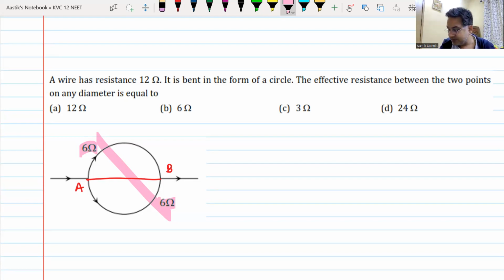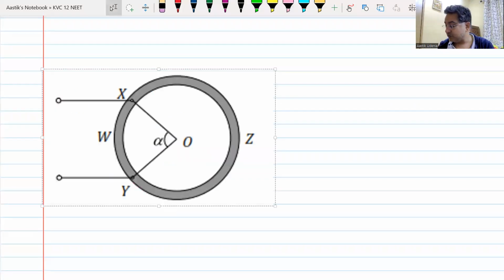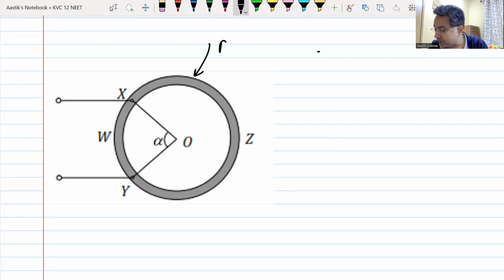Okay. Now let me put this question in this form. Again, you have a wire whose resistance is, let us say, R. The resistance of the total wire is R. One circle, and this angle alpha is, let us say, 120 degrees. Do we understand 120 degrees? Then I have 2 points x and y. Can you find out the equivalent resistance between x and y?